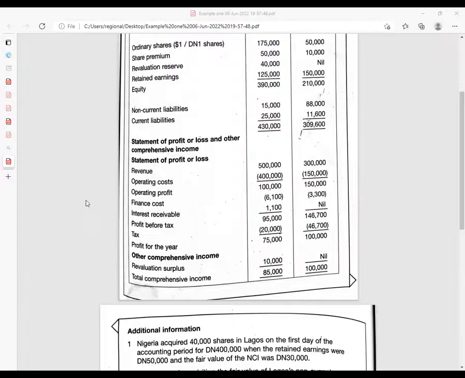And I'll be bringing here the group exchange gain. Very important. Group exchange gain for me to be able to get what we call the total comprehensive income. I'll get all the marks here.